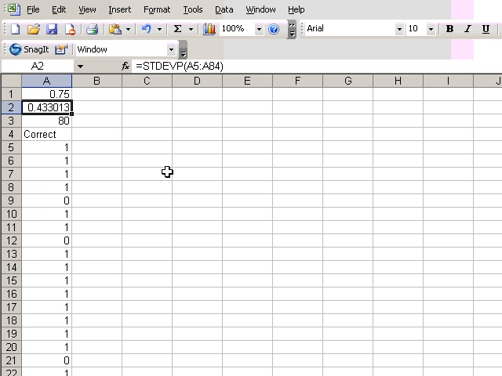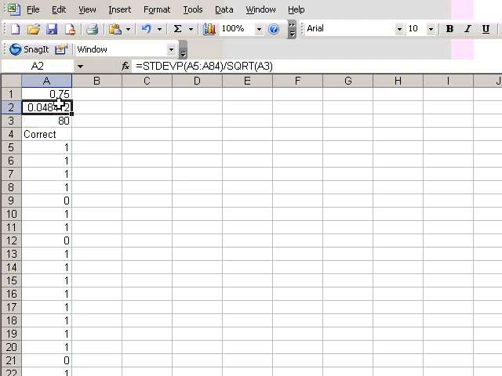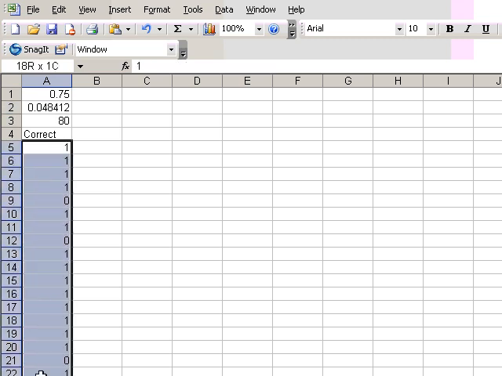Now, to find the standard error, I have to divide that standard deviation by the square root of the number of observations, or 80. And when I do that, I get 0.048412. I've taken that standard error directly from the raw data.